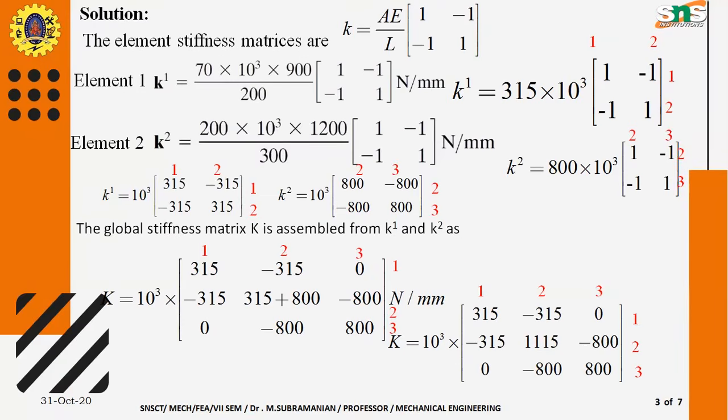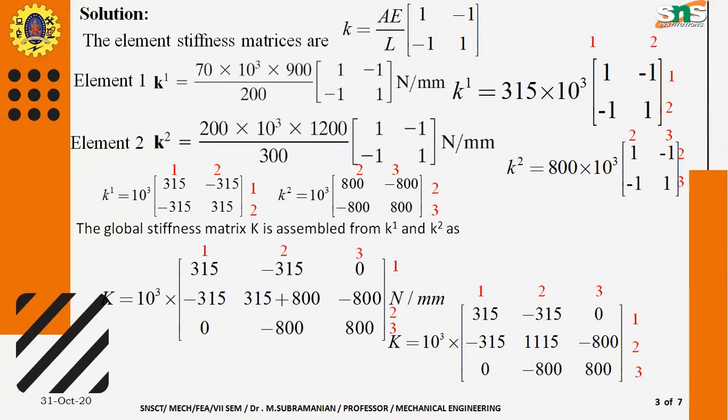We will start with calculating the stiffness matrix K1 for element 1. The stiffness matrix K equals AE divided by L times the matrix 1, minus 1, minus 1, 1. A is the area of the element, E is Young's modulus of the element, L is the length of the element. The formula for this K1 is A1 E1 by L1 times 1, minus 1, minus 1, 1.